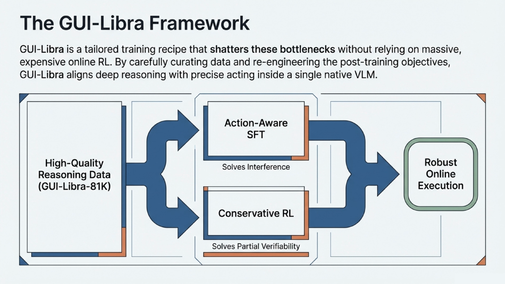To shatter these bottlenecks, we built the GUI-Libra framework. It's a tailored training recipe that avoids massive, expensive online RL. By curating high-quality data and re-engineering the post-training objectives, GUI-Libra aligns deep reasoning with precise acting inside a single native VLM. The framework combines our high-quality reasoning data with action-aware SFT to solve the interference, and conservative RL to solve the partial verifiability. Together, this leads to robust online execution.